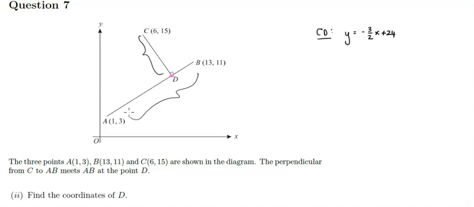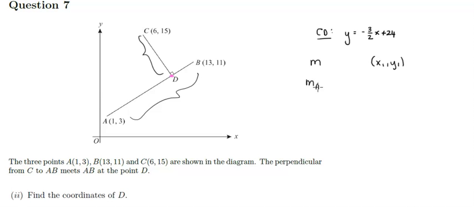Just keep in mind, in order to get the equation of a line, we always need the gradient of the line and any point that lies on the line, so x1, y1. In this case, A and B lie on the line, so we can use either of these points as x1, y1. So let's get the gradient of AB.